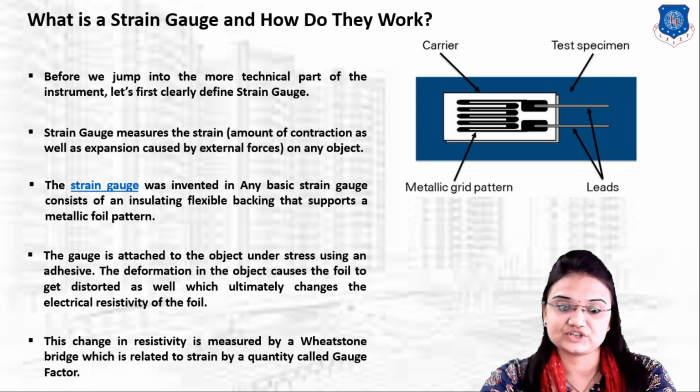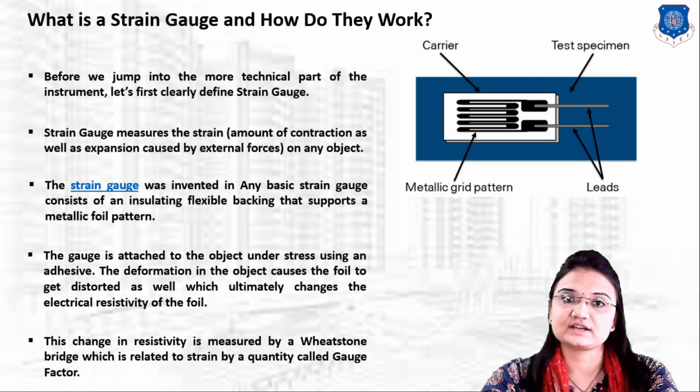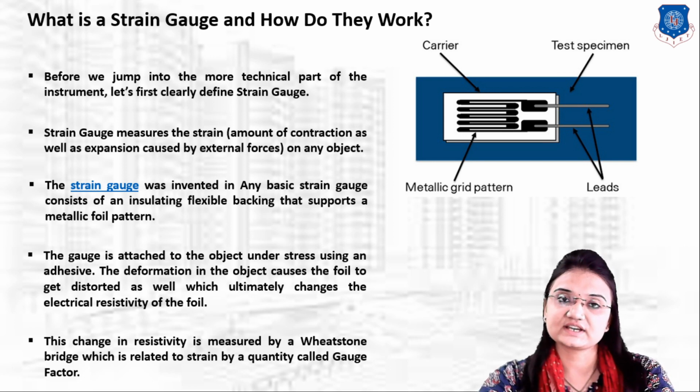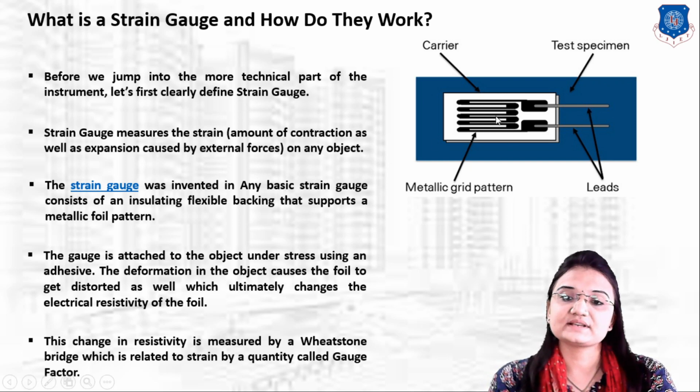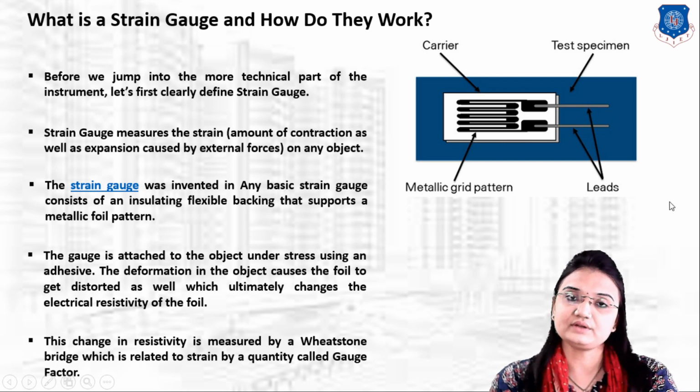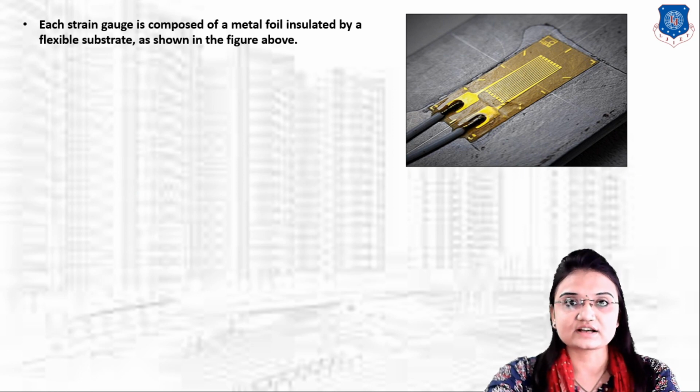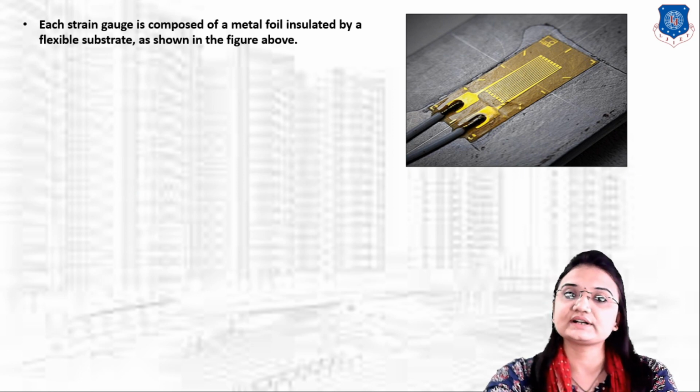This change in resistance is measured by the Wheatstone bridge, and it is related to the strain by a quantity called the gauge factor. So with the help of the Wheatstone bridge we can easily measure the strain on the object. Each strain gauge is composed of metal foil insulated by a flexible substrate, as shown in the figure.